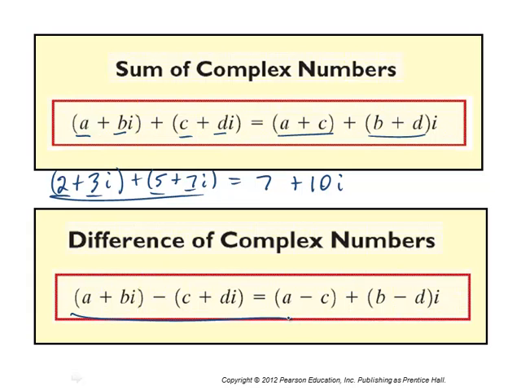Now, to take the difference, meaning you take the one minus the other, all you need to do is subtract the real parts and subtract the imaginary parts. So if you have 2 plus 3i minus 5 plus 7i, you're going to take 2 minus 5 to be -3. That's the real part of the difference. And then you have 3 minus 7, which is -4i. So -3 minus 4i will be the difference of these two complex numbers.